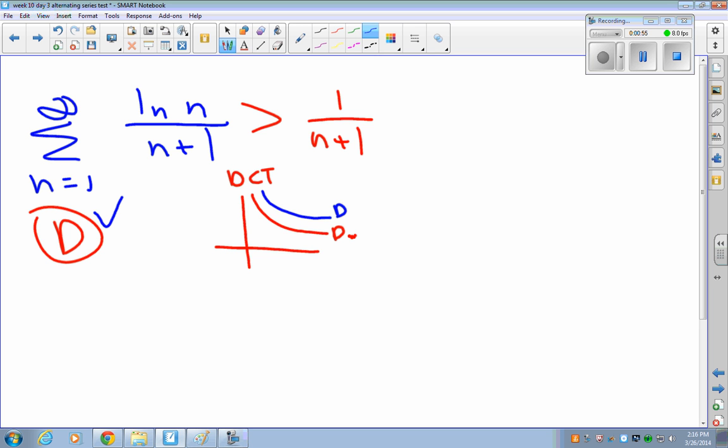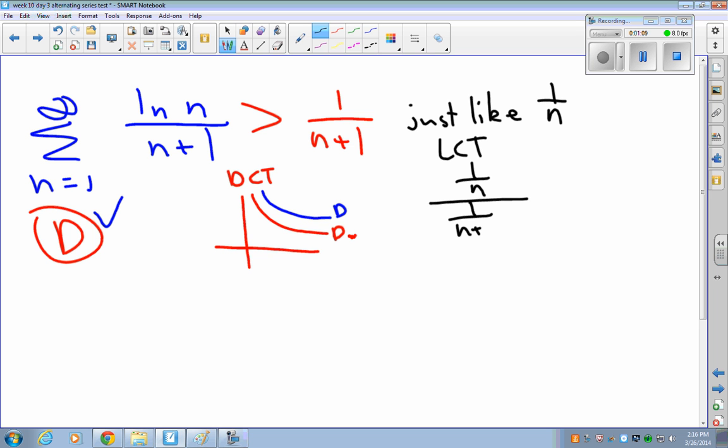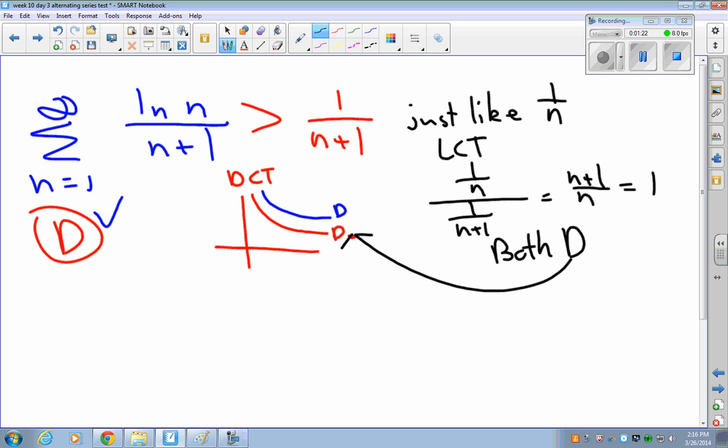Now, I haven't fully shown that red diverges, but I know it does because this guy's just like 1 over n, and I'm going to do a limit comparison test, 1 over n over 1 over n plus 1. That gets me n plus 1 over n. The degrees are the same. That goes to 1. So they both diverge. So that diverge tells me he diverges, which tells me he diverges. So I used the limit comparison test to get to here, direct comparison test to get to there. Good.